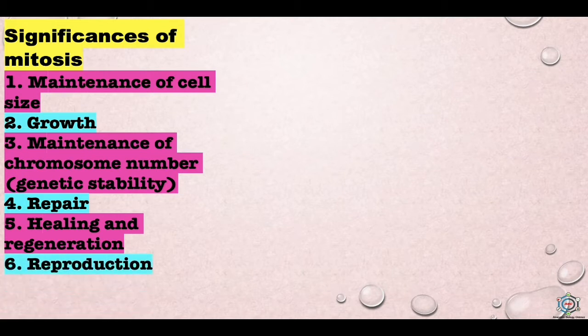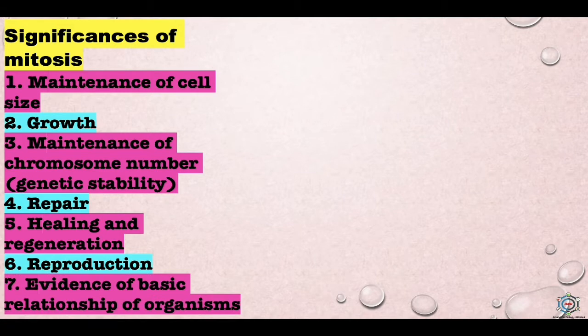It brings about multiplication in the acellular organism, and in the multicellular it plays a role in reproduction, here asexual as well as sexual. And the last is, it being essentially similar in many kinds of organisms, supports the basic relationship of all the living things. Now, the types of mitosis.